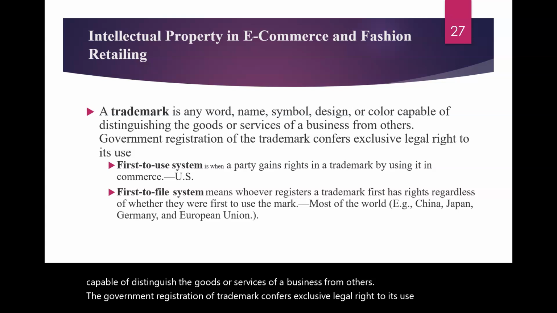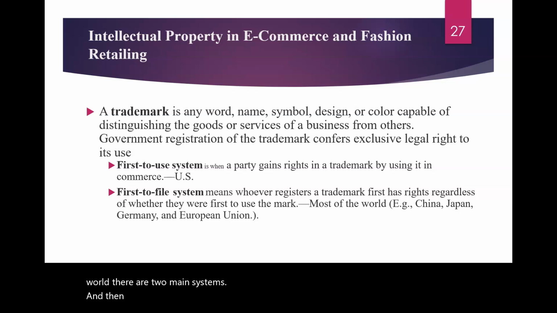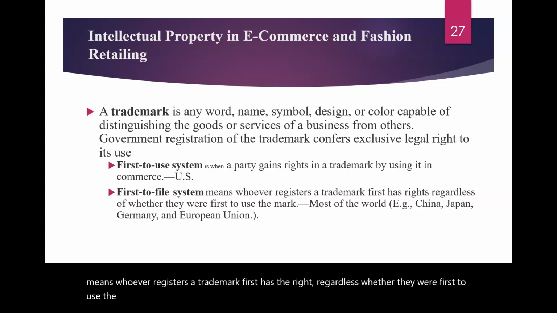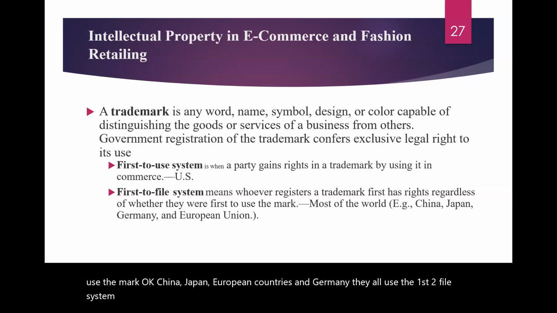So in the world, there are two main systems, and the US is the unicorn, because most of the world uses the first-to-file system, which means whoever registers a trademark first has the right, regardless of whether they were first to use the mark. China, Japan, European countries, and Germany all use a first-to-file system, while the US uses the first-to-use system.